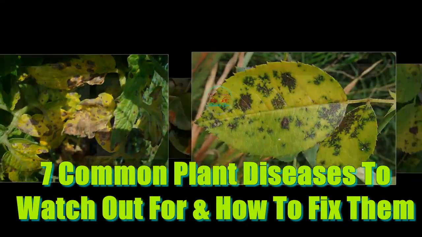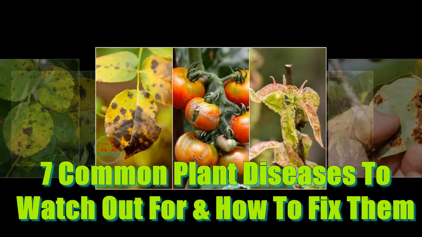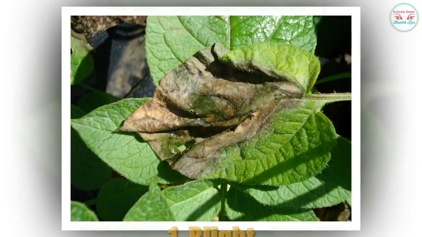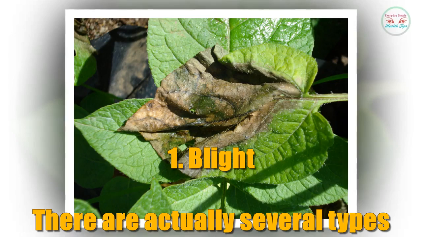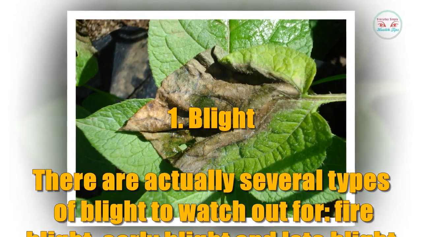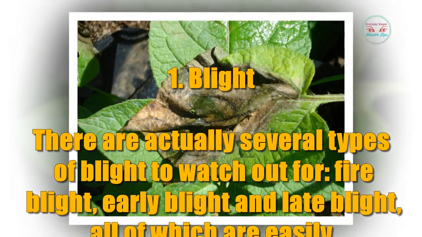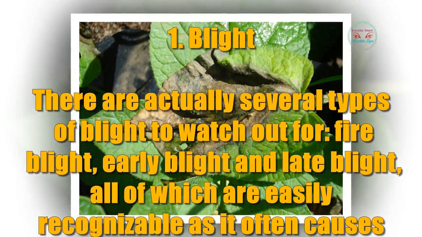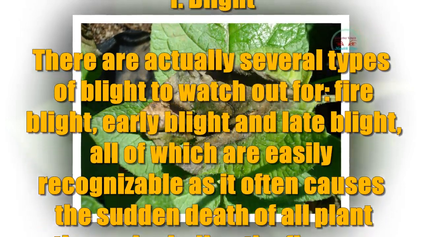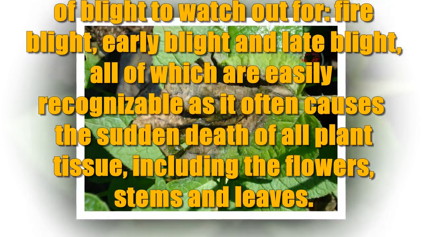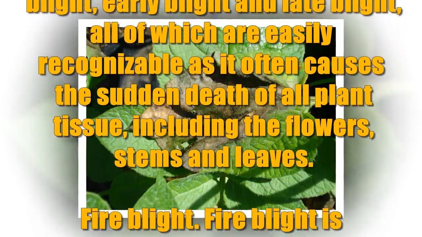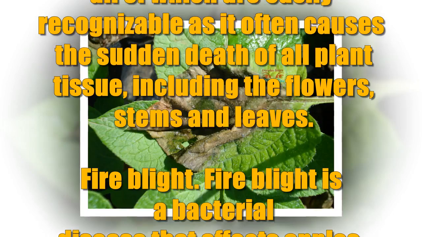Seven common plant diseases to watch out for and how to fix them. 1. Blight. There are actually several types of blight to watch out for: fire blight, early blight and late blight, all of which are easily recognizable as it often causes the sudden death of all plant tissue, including the flowers, stems and leaves.